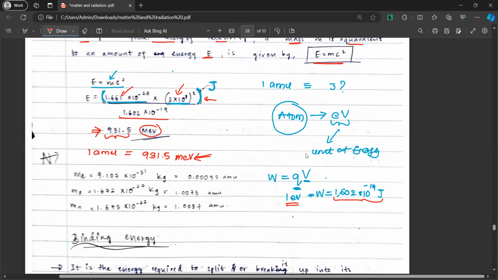Using that idea, let's calculate the equivalent. Using that, we also can calculate how much energy that electron has. To do that, first let's convert the mass of the electron into AMU. We already know the mass, and we know what is 1 AMU.